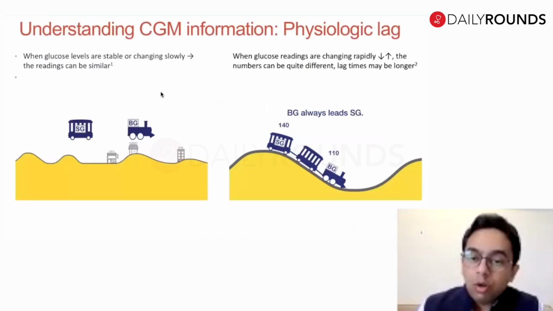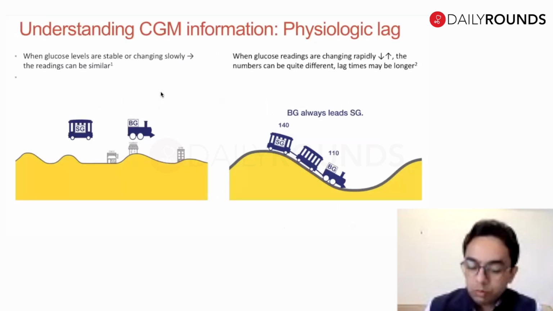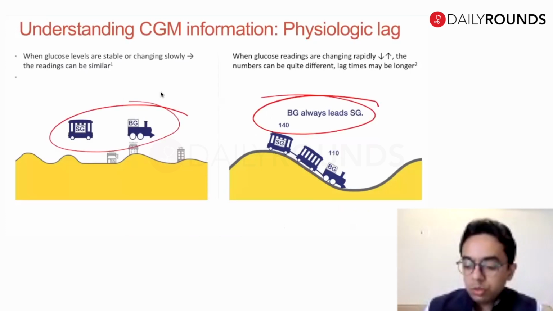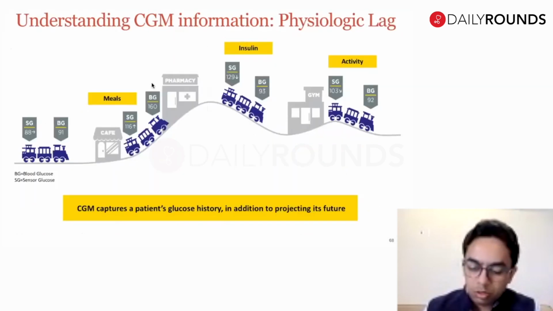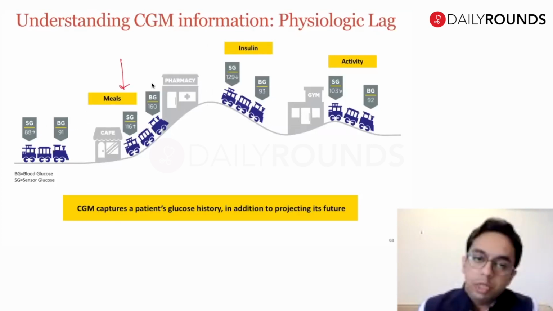Now, I've already told you that blood glucose is something which will be leading, and there would be some lag from the sensor glucose versus the blood glucose, and this lag would be lesser if the sugars are not fluctuating much. But if the sugars are fluctuating, the lag can be higher. So if the blood sugars are dropping, there would be a drop in the sensor glucose as well, but it would be slightly later on.